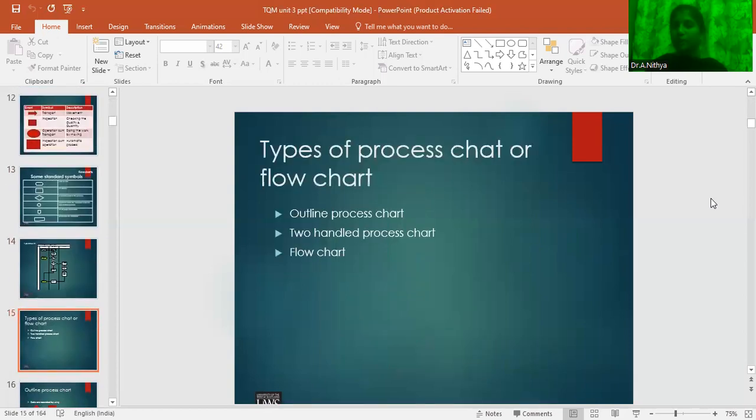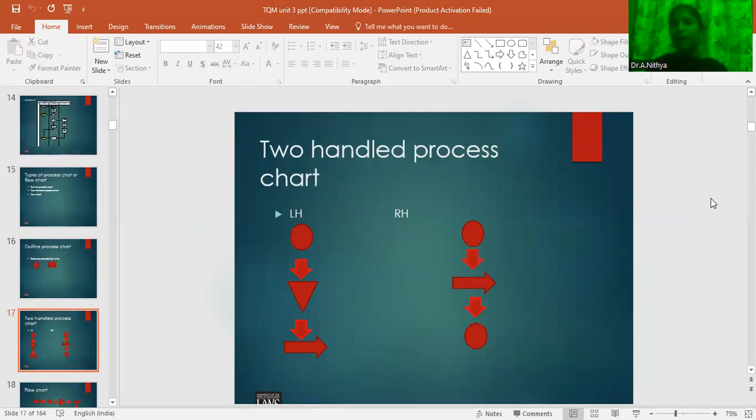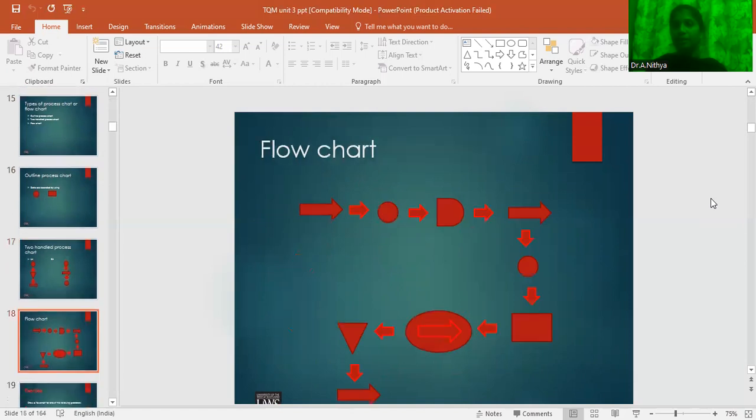There are types of process chart or flow chart: the outline process chart and the two-handed process chart. This is the outline process chart, where data are recorded by using these symbols. The two-handed process chart records the left hand and right hand. This is another diagram for a flow chart.